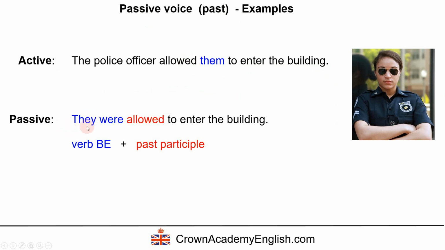And in the passive, this becomes: They were allowed to enter the building. So "them" is the third person plural object, so it becomes the third person plural subject. This is a past tense, so the verb be is also a past tense. They were. Okay, so we don't say "they are." "They are" is the present. "They were" is the past tense of the verb be.